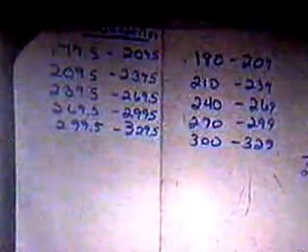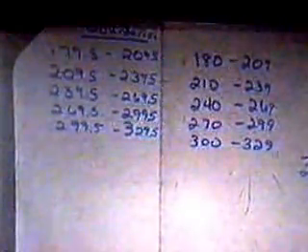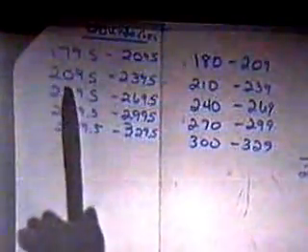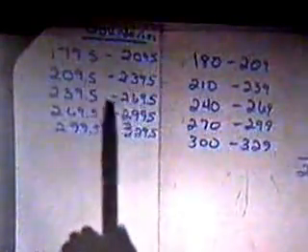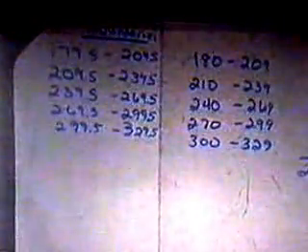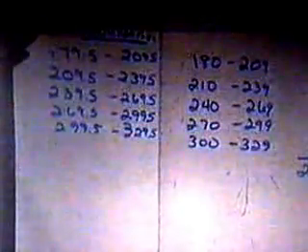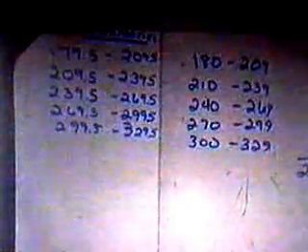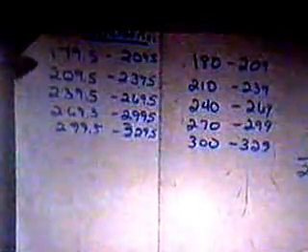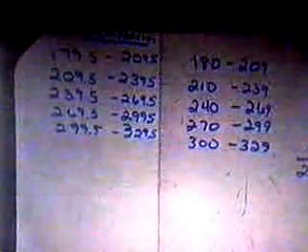Two ways to check the boundaries. First of all, make sure they overlap. 209.5 to 209.5. 239.5. 239.5. Make sure your boundaries overlap. Make sure the interval is the same all the way down your boundaries. These are all 30 because my interval is 30.